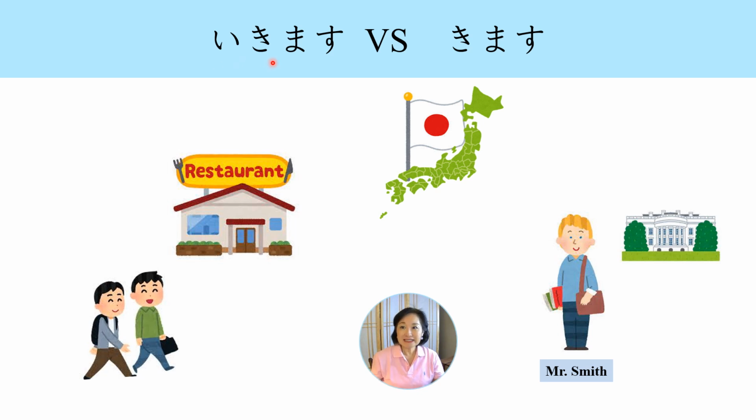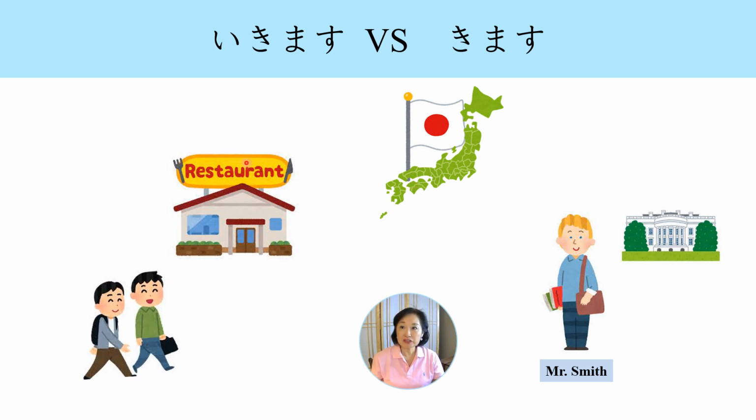Now, 行きます means to go and is used when someone is moving away from the current location towards a different place. So, for example, 日本に行きます. This person is not in Japan. He's going towards Japan. And that's the same as English. I go to Japan. He goes to Japan.